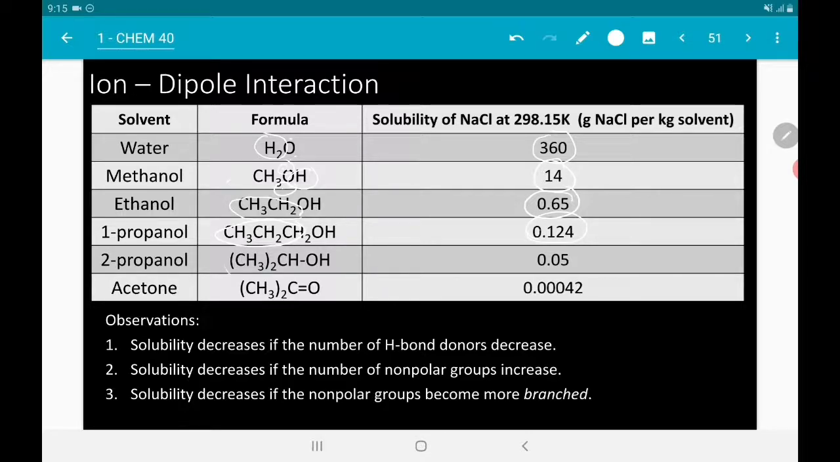2-propanol is branched, so mas mababa yung surface area niya kaysa dun sa N-propanol. So mas mababa din ang solubility. Acetone does not exhibit H bonding, so siya yung pinakamababa. Okay? So these are the observations. Solubility decreases as the number of H donors decrease, as the number of non-polar groups increase, and as it becomes more branched. Tsaka kapag nawawala yung hydrogen bonding capability nung iyong solvent in the pure state.